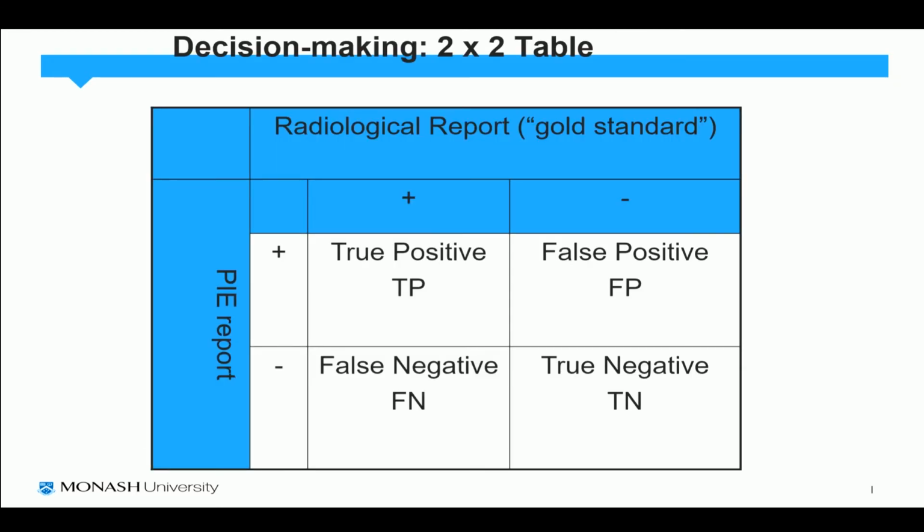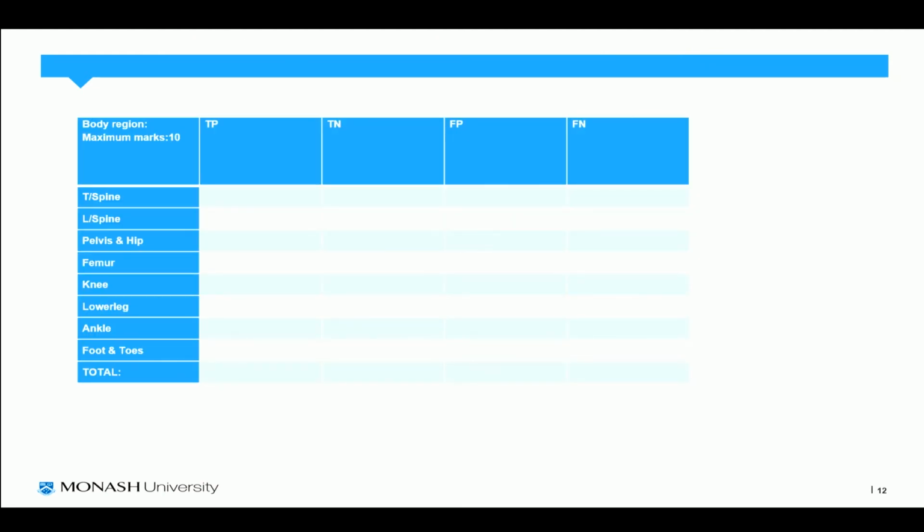You then need to pop that into the 2x2 table, so all your true positives, you add that up, your false positives, your false negatives, and true negatives. And then put that into the spreadsheet, and you can see there's a range of body areas that needs to be included. And the total for that will be 10 marks.